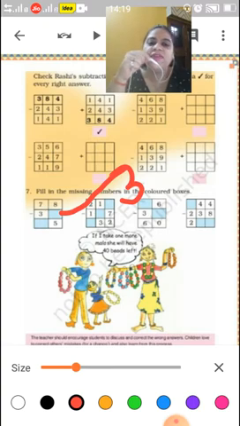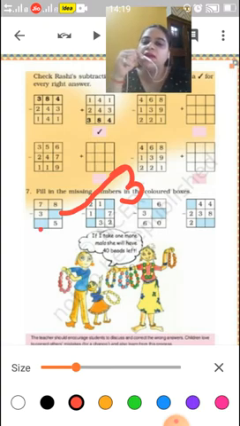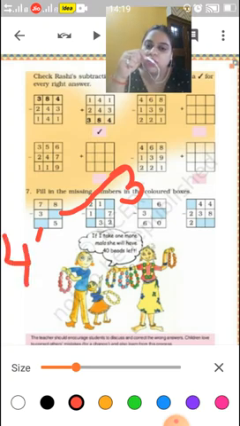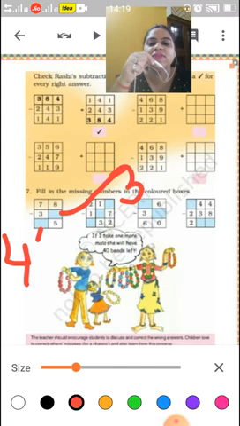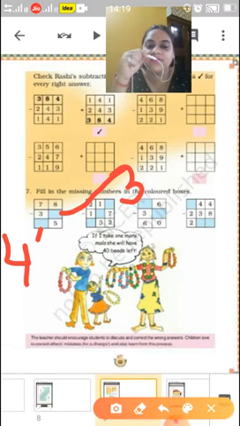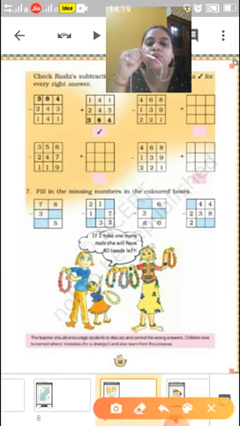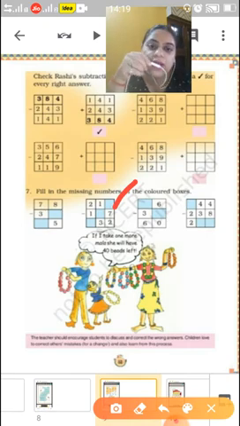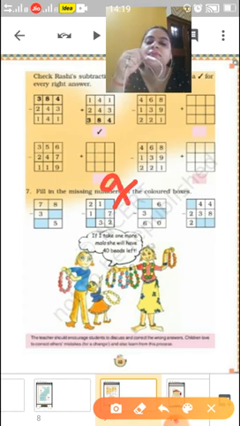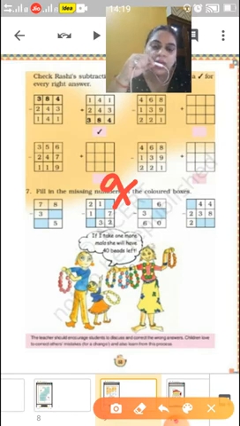Okay, now 7 minus 3, what will come in this box? You will write 4. Okay, so our missing number here is 3 and here is 4. Now next, 2, 1, and what will come in the next box? So that 2 will come. Here will come 9. 9 minus 7, that will come 2.